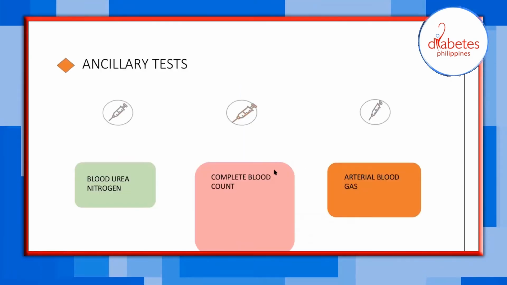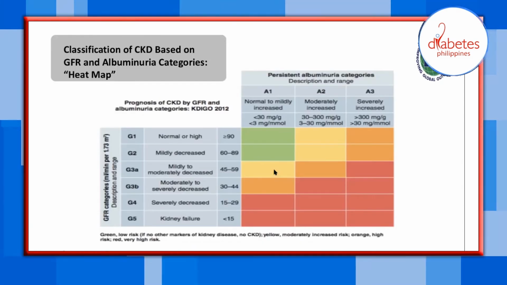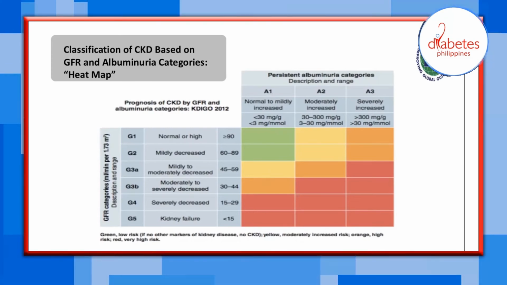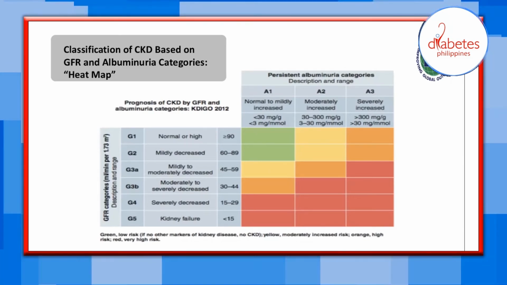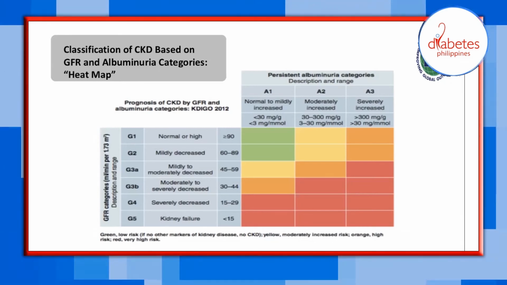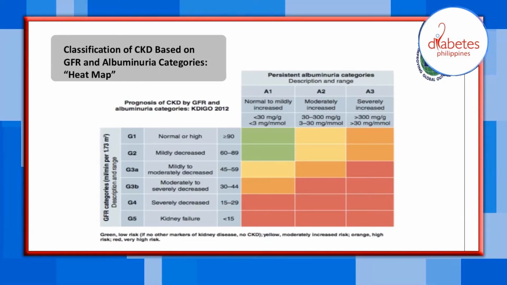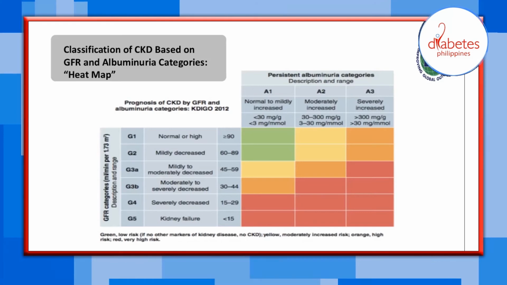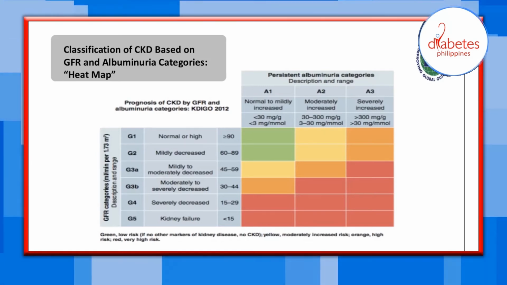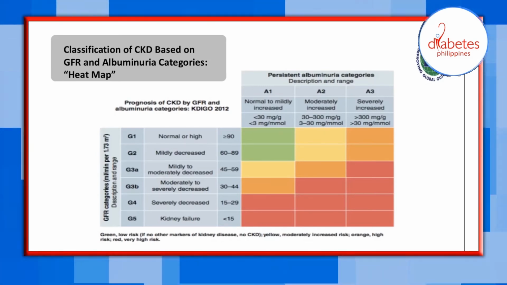However, your patient is on A3. So that will place your patient under the red block. So the red block signifies very high risk for progression, morbidity, and mortality.